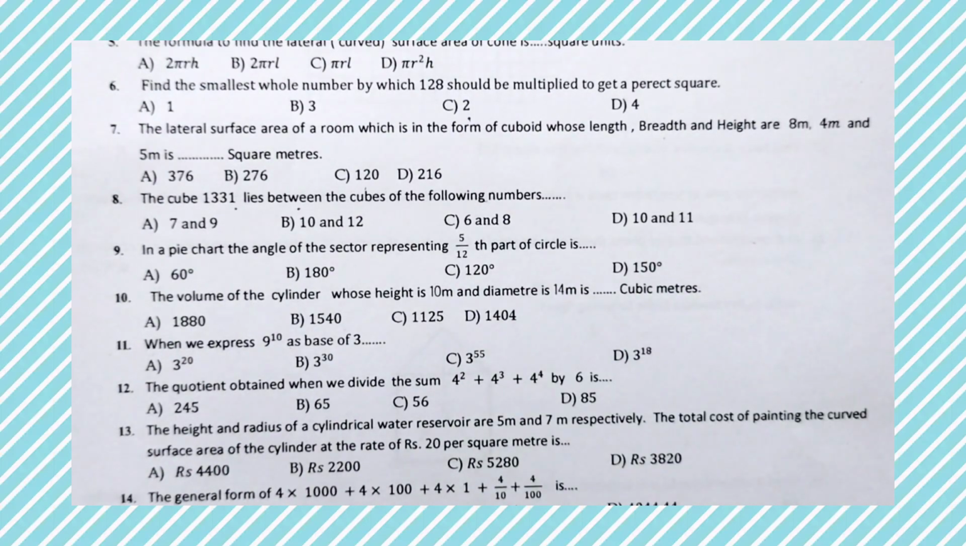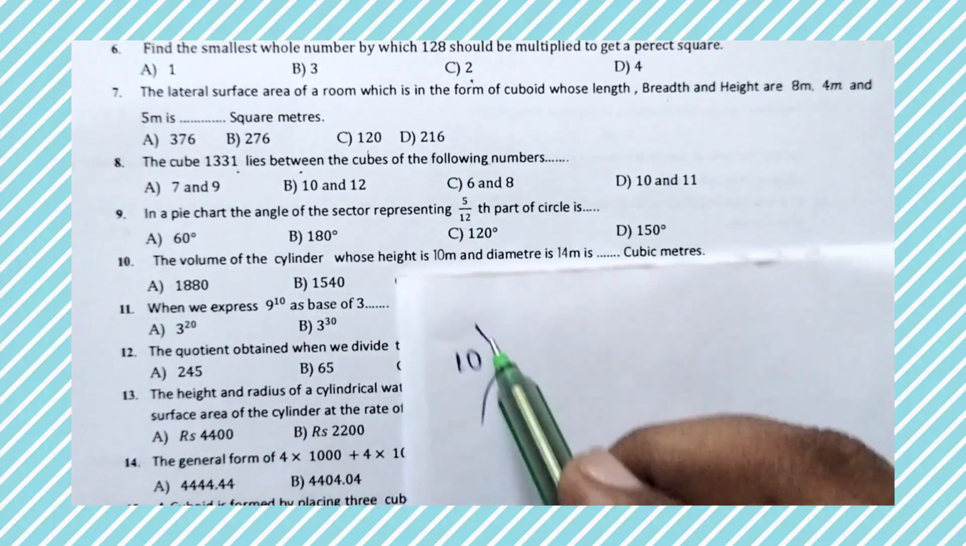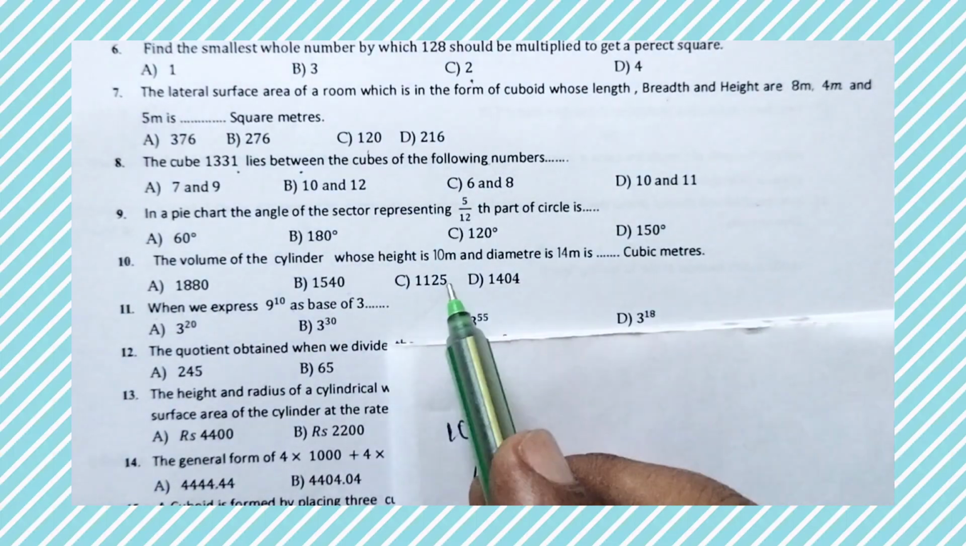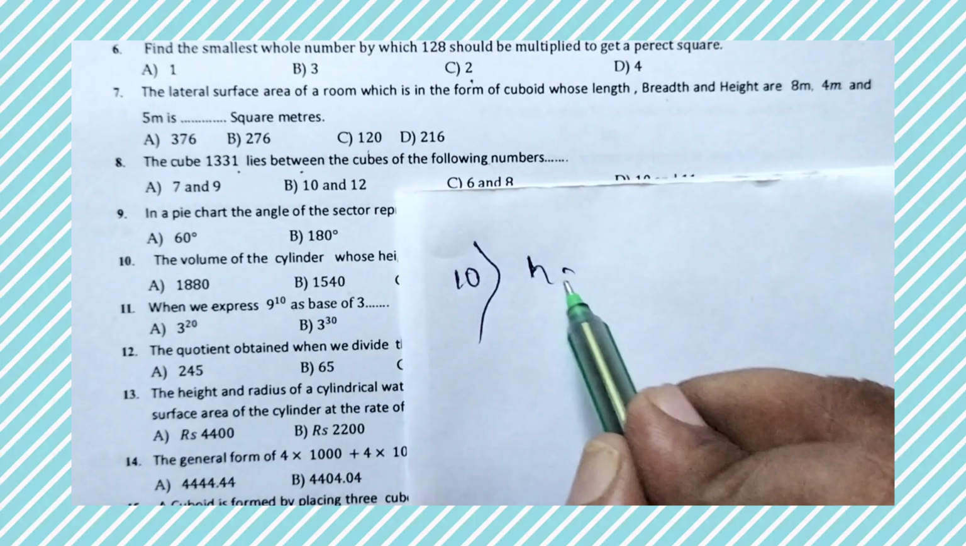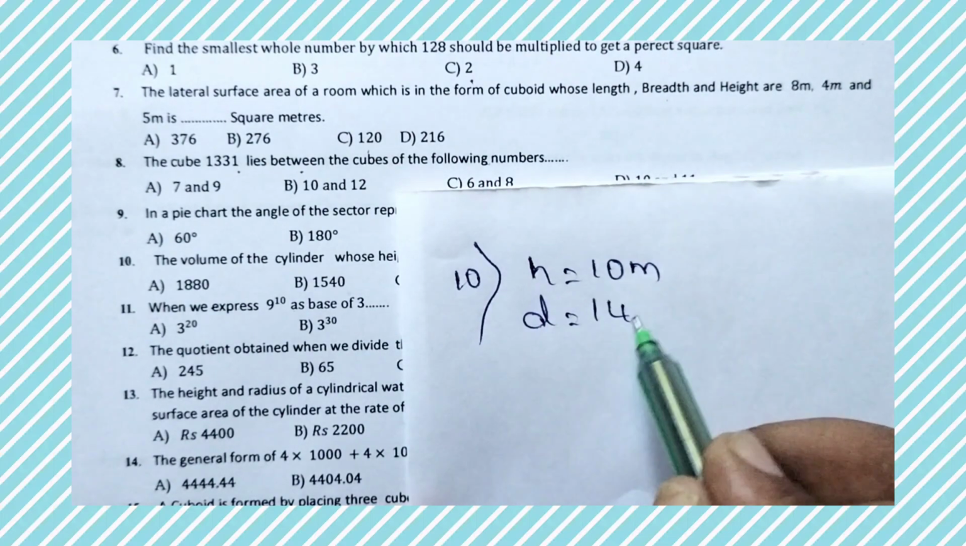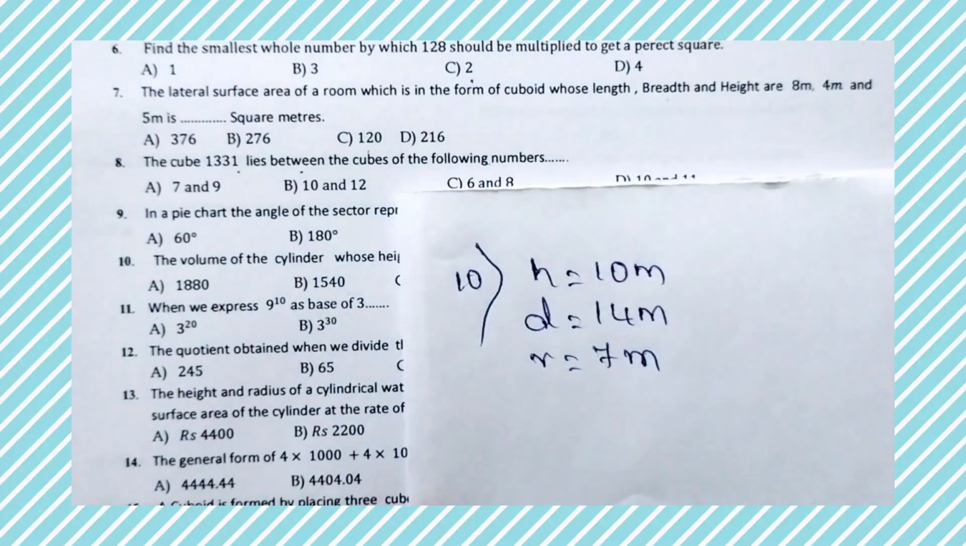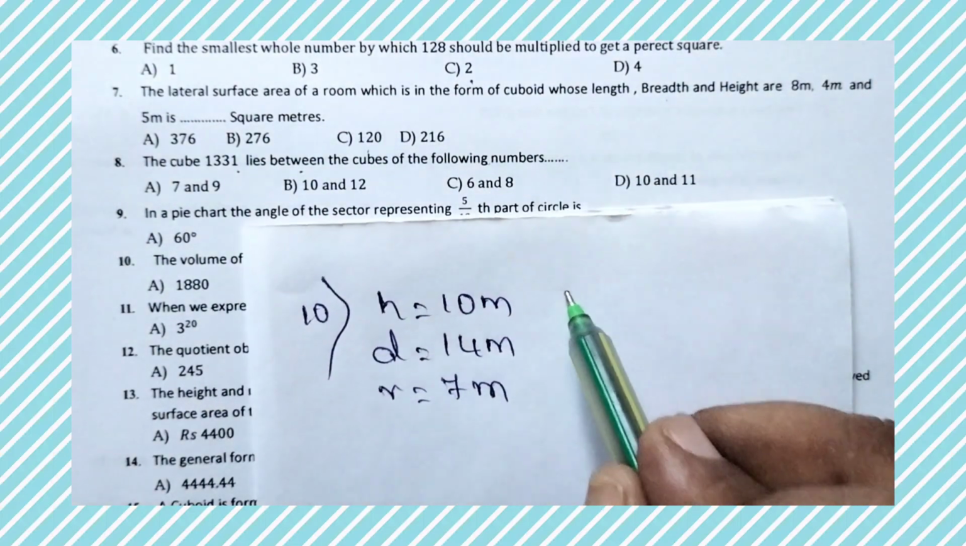In the 10th question, the volume of the cylinder whose height is 10 meter and diameter is 14 meter is given. We have to find the volume. So what they have given is height, h is equal to 10 meter, and diameter is equal to 14 meter. So diameter 14 means radius will become 7 meter.